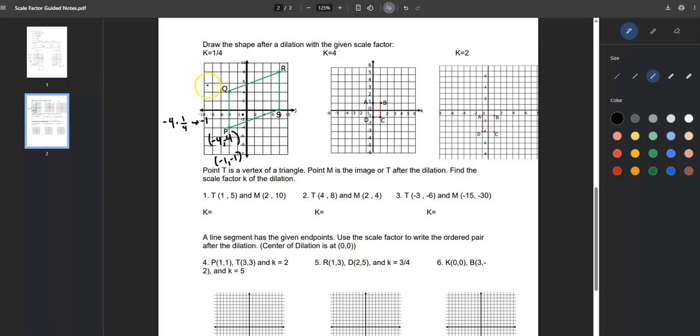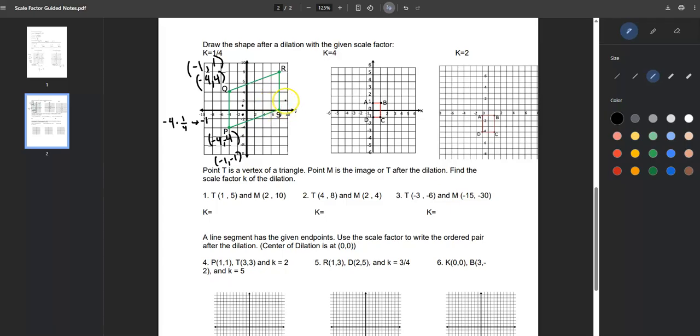So Q here is at -4, 4. So again, if I times -4 by 1/4, that gives me -1. If I times 4 by 1/4, that just gives me +1. So that point will be here at -1, 1, right there.